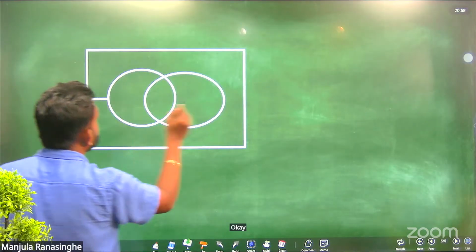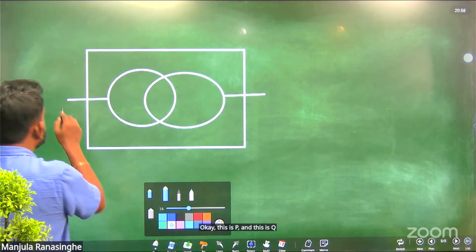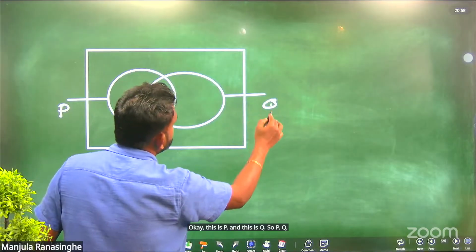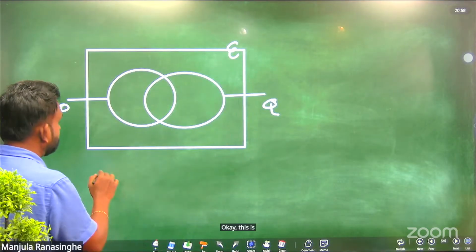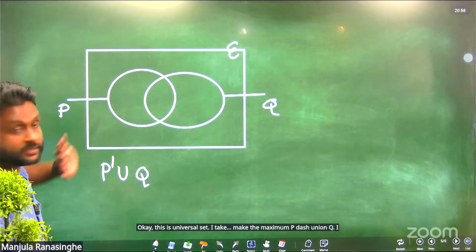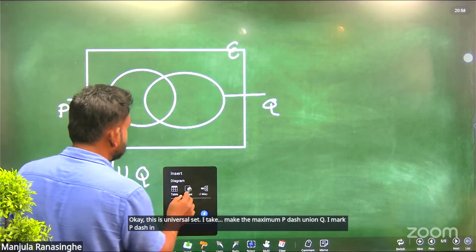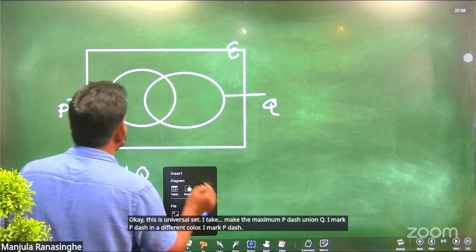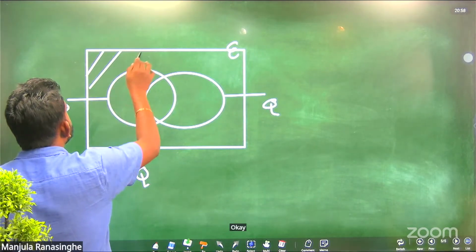Okay, this is P and this is Q. So P, Q, this is the universal set. I make a match on P dash union Q. I mark P dash in a different color. P dash means everything except P.